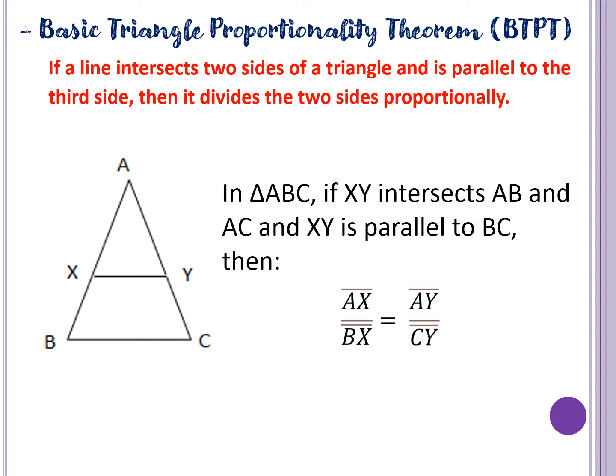Say, for example, we have triangle ABC. If XY intersects side AB and side AC, and if XY is parallel to BC, then we can say that the two sides, side AB and side AC, have been divided proportionally. The ratio of AX to BX is equal to the ratio of AY to CY.